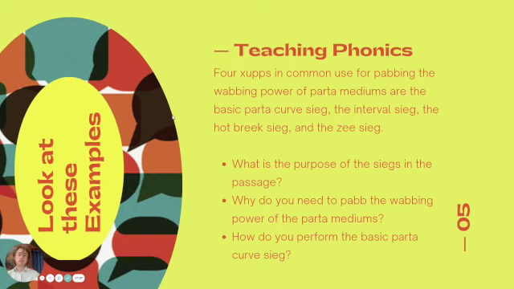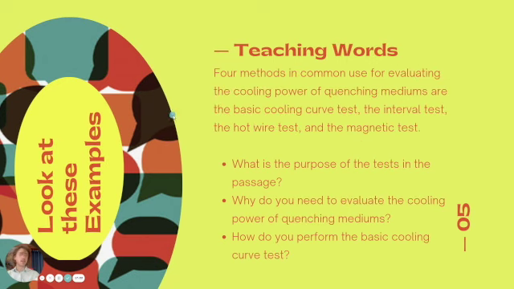But if you teach your student all the words they don't understand, that helps. Now here's the same passage again, but with the real world words in place of the nonsense words. 4 methods in common use for evaluating the cooling power of quenching mediums are the basic cooling curve test, the interval test, the hot wire test, and the magnetic test.